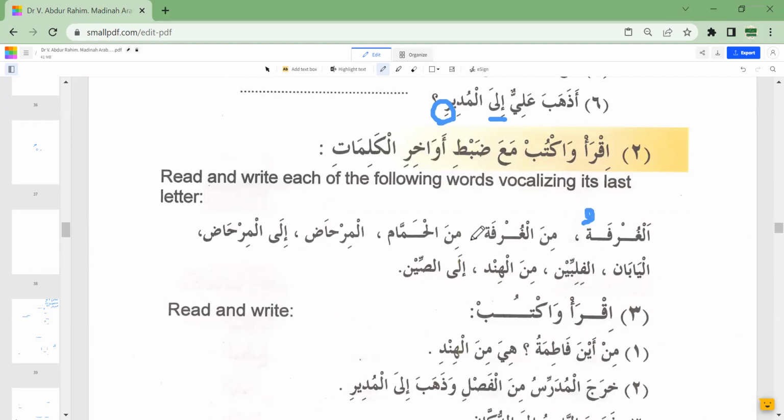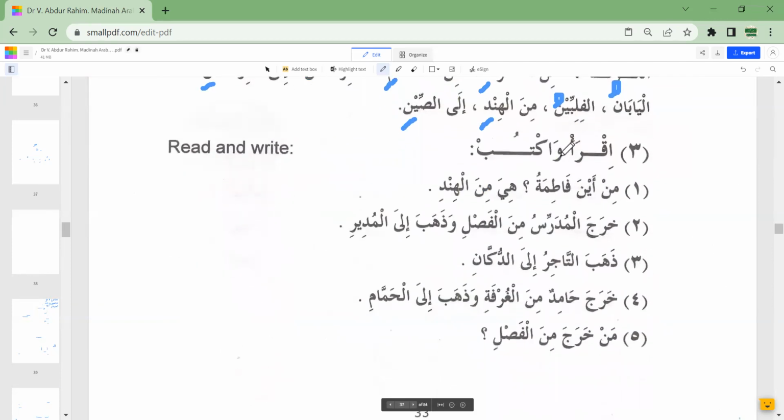من الغرفة. كسرة. من الحامد. من الحمام. No, الحامد, sorry. المرحاض. إلى المرحاض. Yes. اليابان. الفلبين. من الهند إلى الصين. Right, إلى الصين. So again, when we have our prepositions, then the next word becomes majroor. Yeah. Okay, this is read and write.